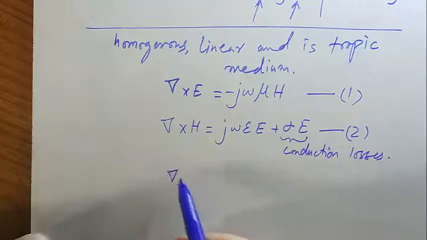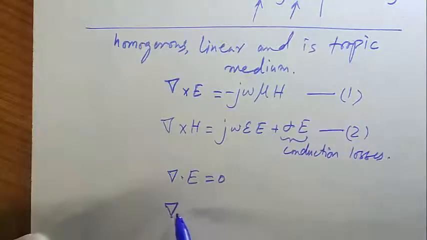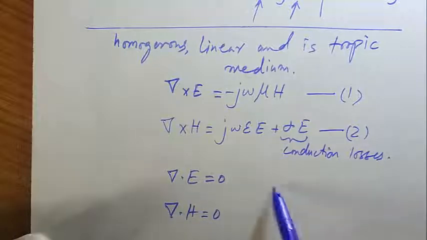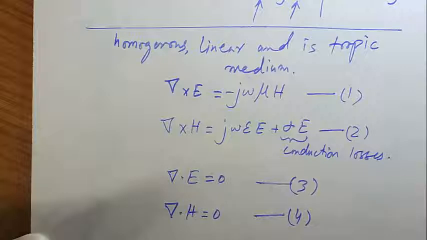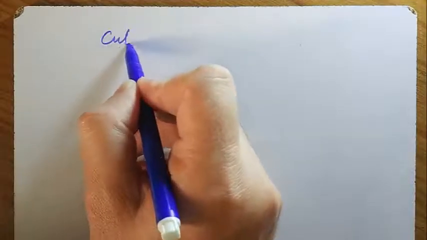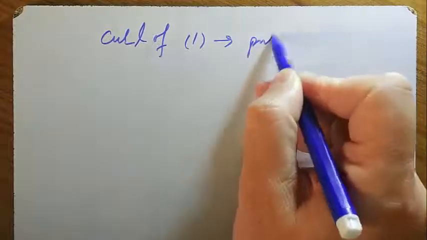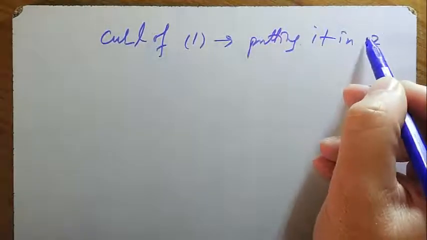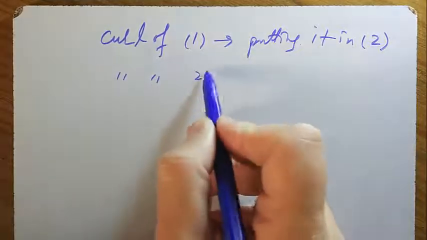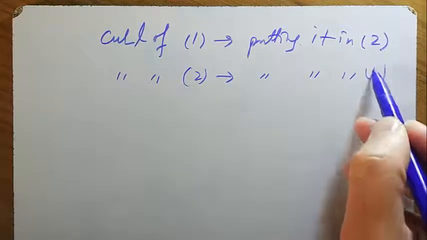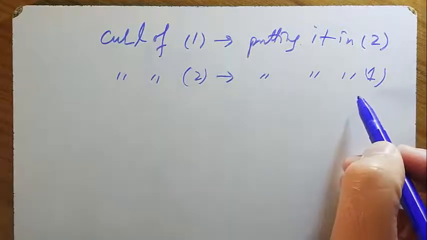Now the third and fourth equations are divergence of E equal to zero, and divergence of H obviously equal to zero, which constitute the third and the fourth Maxwell equations. So having Maxwell equations 1, 2, 3, and 4, we do the same way we did for the lossless case: taking the curl of the first and putting it in equation number 2, and likewise taking the curl of 2 and putting it in equation number 1, as we did in the previous lossless case. We covered that in the class.